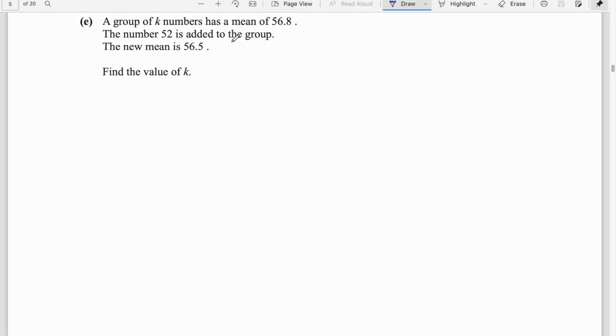A group of k numbers has a mean of 56.8. A number 52 is added to the group. The new mean is 56.5. So we have the total of k numbers, which is 56.8 into k. As you remember, mean was sum of numbers over number of numbers. So number of numbers into mean would give the sum.